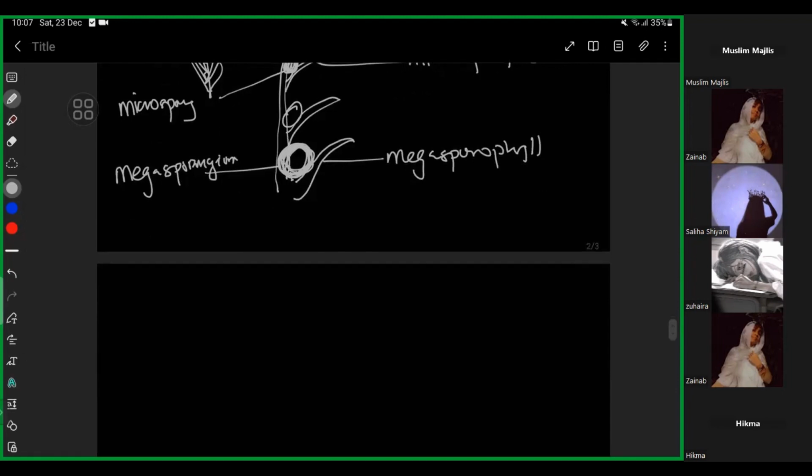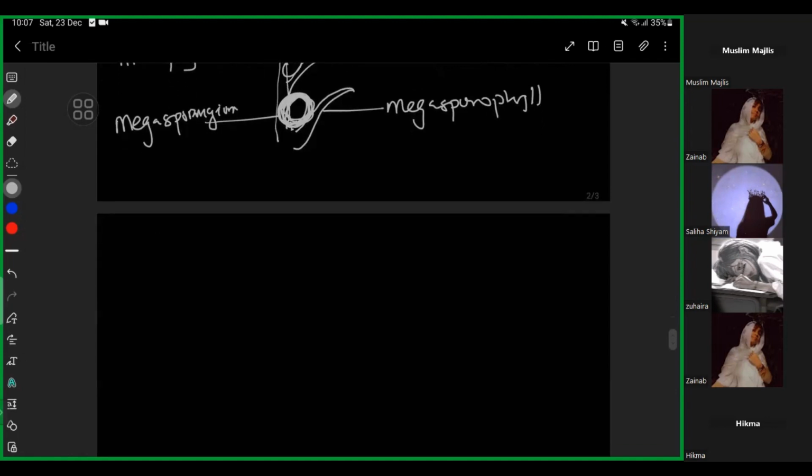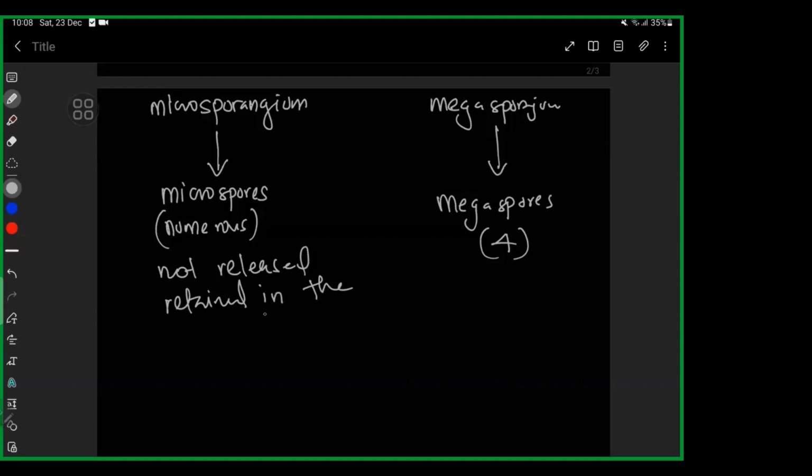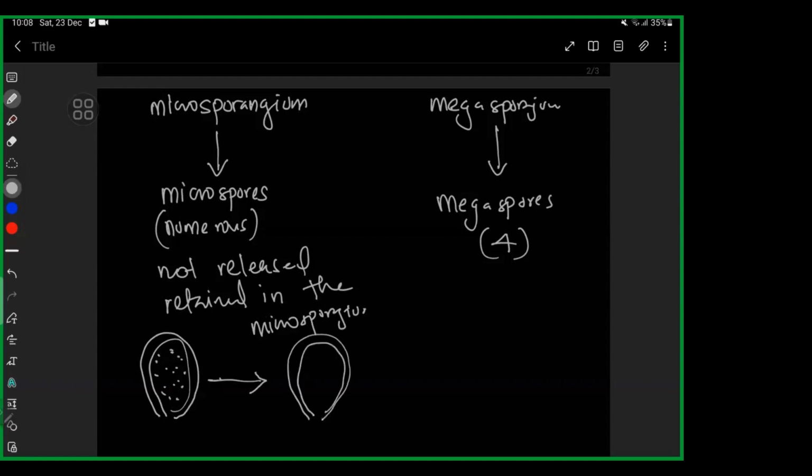There's a lot of... And the megasporangium produces megaspores. How many megaspores? There are only 4, right? Usually, in the previous cases, we said that spores were retained in the microsporangia. So this one is trapped in the microsporangium. Initially there are microspores, and the spores are not released, so it has no other way but to develop inside. The spores are developing inside into the gametophyte.